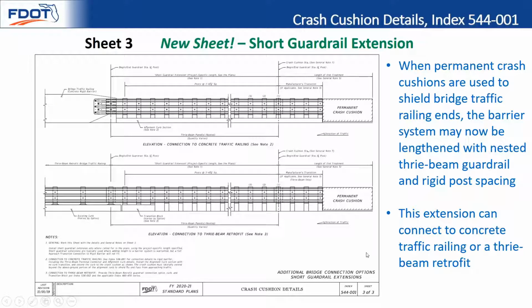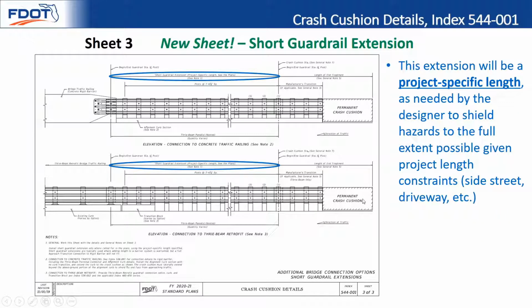And then the extension may be used to connect to concrete traffic railing, which is shown on top, or Thrive-beam retrofits. And so it does help to have a detail explaining the crash cushion to Thrive-beam retrofit connection, and so we went ahead and showed that. Now the extension is project specific, as needed by the designer to shield hazards to the full extent possible given project constraints. And so the idea for wanting to lengthen guardrail is you may have an additional hazard that you're trying to shield besides just the end of the concrete.